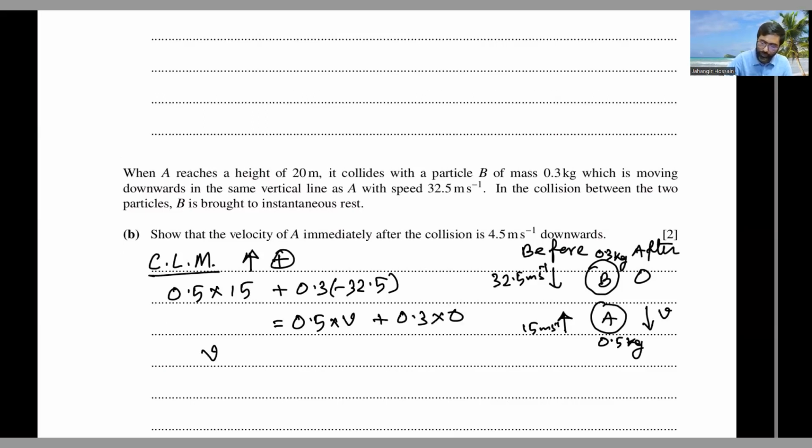So V is, since the direction of V is downward, we should consider a negative sign here: 0.5 into minus V, because we are considering upward to be positive. Here V is negative, downward, so it should be minus V. So V will be 4.5 meters per second.